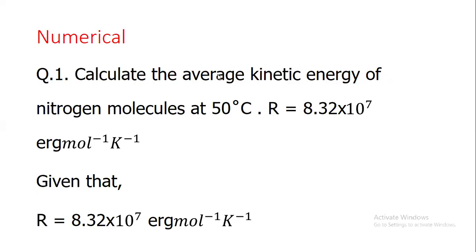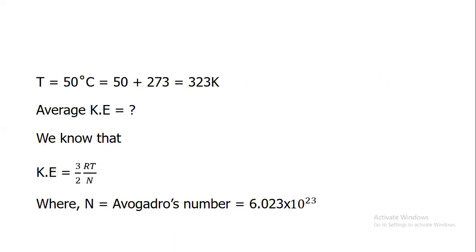Calculate the average kinetic energy of nitrogen molecules at 50 degrees Celsius. The universal gas constant R is 8.3 × 10^7 erg per mole per Kelvin. Given that R equals 8.3 × 10^7 erg per mole per Kelvin, temperature 50 degrees Celsius, so 323 Kelvin. Average kinetic energy.